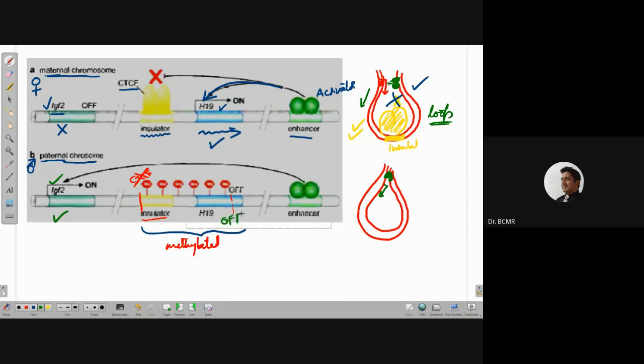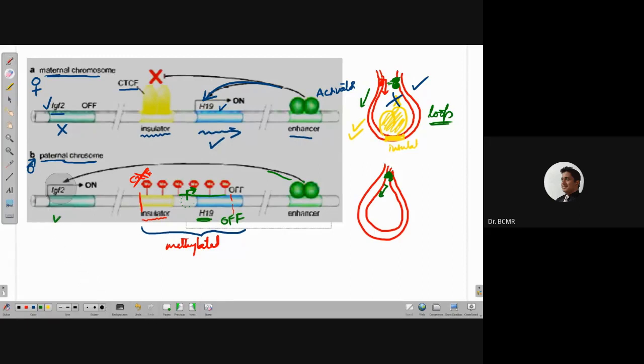Why is it off? There could be two reasons. One is that it is methylated. This region is also methylated, which includes the promoter of H19. If it is methylated, the transcriptional machinery may not be able to interact with this region. That is one reason. The second could be that the enhancer is now busy activating, because it has looped and is now interacting with the promoter complex of IGF2. It is not available for activating transcription from H19. I hope you understood something here.